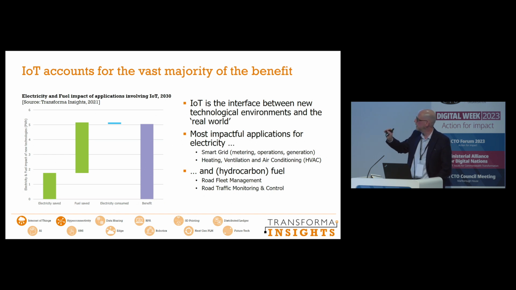So the chart I'm showing here is electricity saved, fuel saved, and electricity consumed, i.e. the negative aspect of deploying IoT, and as a result, what the net benefit associated with it is. So something like 5 petawatt hours. That's very similar to the total figure for all of digital transformation that I showed earlier, because something like 99% of the savings associated with all of these digital transformation technologies are realized within the Internet of Things. And that includes things like smart grid and HVAC systems and fleet management and road traffic monitoring and so forth.